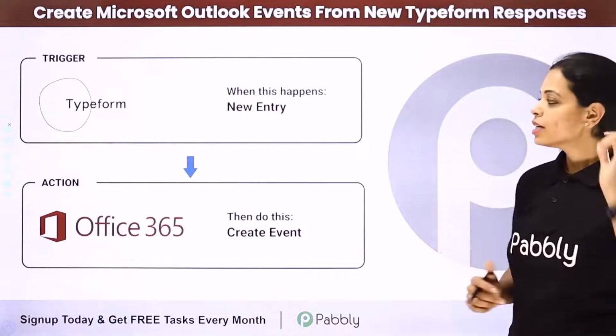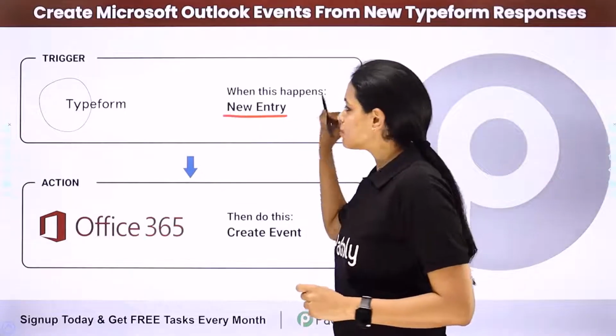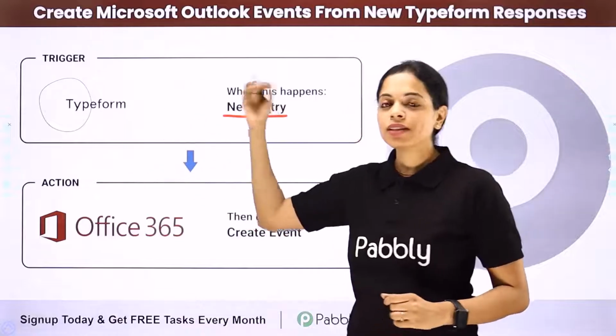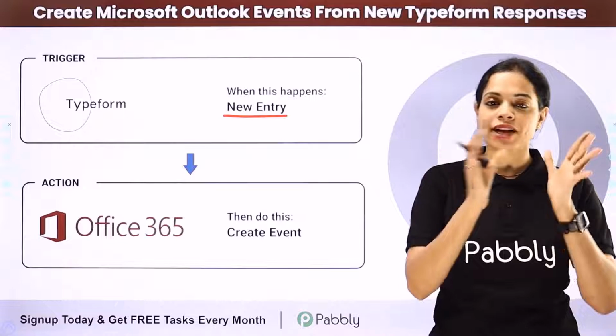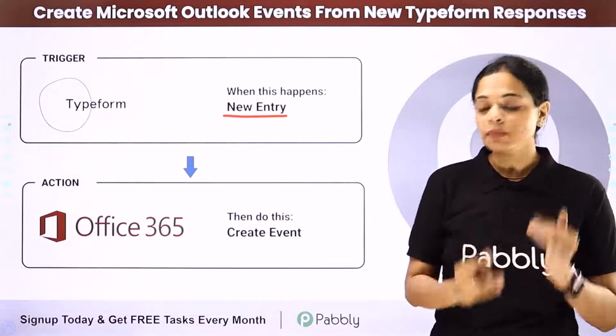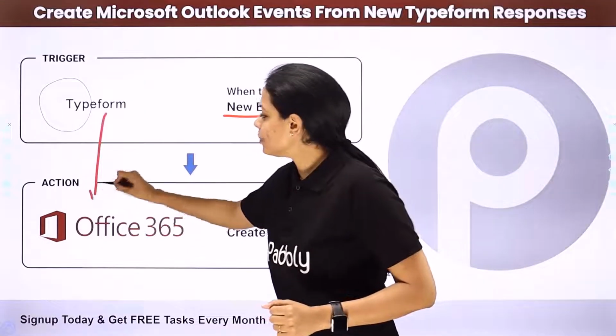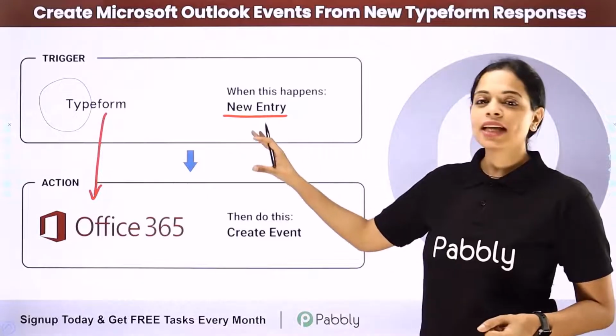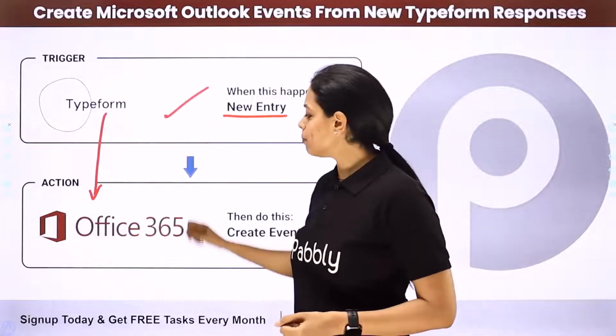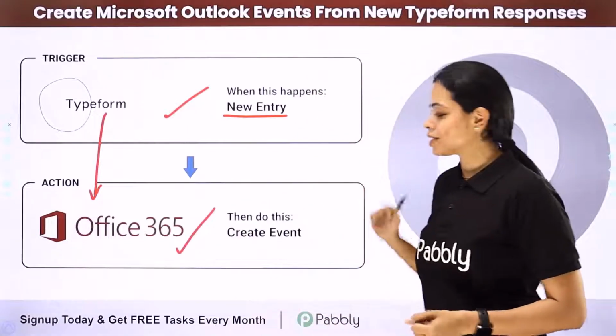In this video, we are going to see how to create Microsoft Outlook events from new Typeform responses. So every time a new entry has been received in Typeform, then with the response received, you want to create an event in Microsoft 365 calendar. Now, how can that be done? For this, you will have to integrate the two applications, and the same thing can be done using Pabbly Connect software. Here, your trigger application will be Typeform and your action application would be Microsoft Office 365.